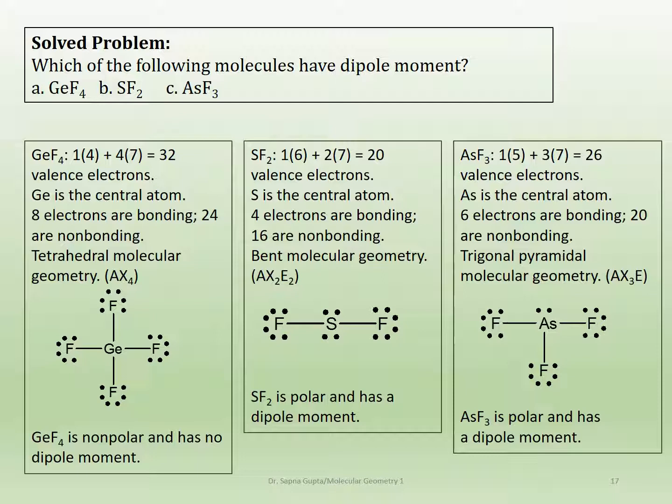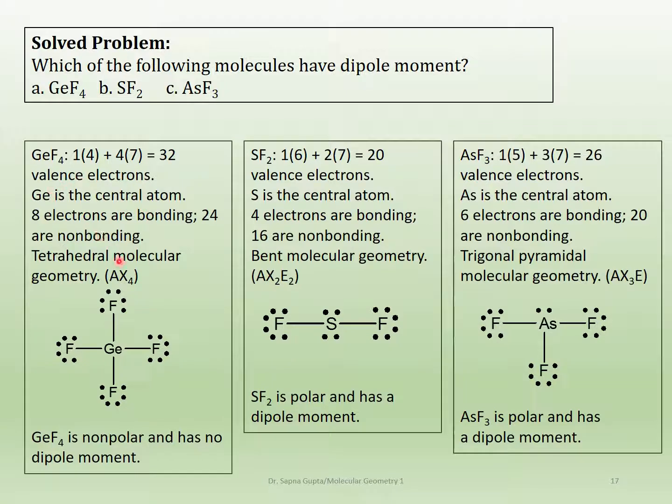Let's look at some examples of molecules and predict whether something is going to have a dipole moment or not. So GeF4, SF2, sulfur difluoride, and then arsenic trifluoride. Some of the structures we have drawn before, so they're not that hard.